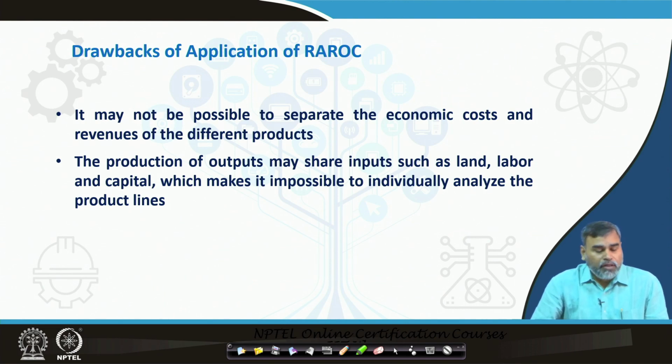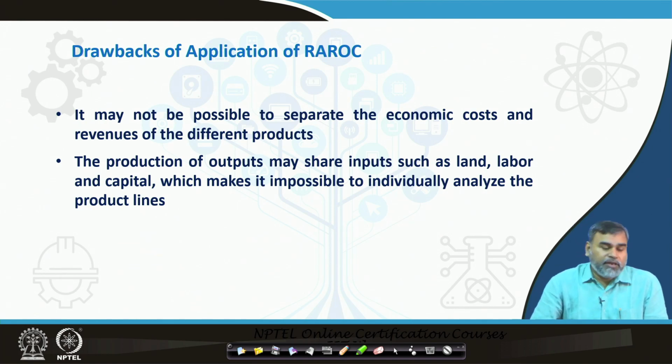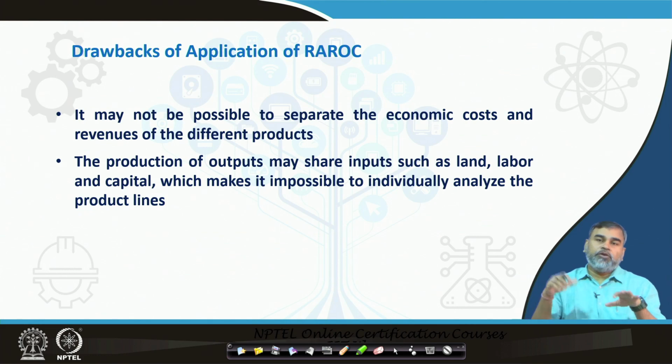The second thing is the production of outputs. For one output we are not using a single asset. One asset can be used for many products, like land, labor, capital, which are used. It is not like for this loan only this much building is used or this much machinery is used. The same machine can be used for different products also. So, how can we individually calculate the cost and revenue from this? That is why it is impossible to individually analyze the product lines in that sense, because there is overlapping. The same kind of inputs can be used to generate revenue from different lines of business.